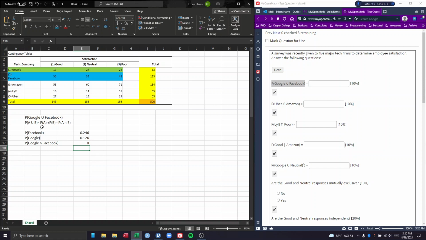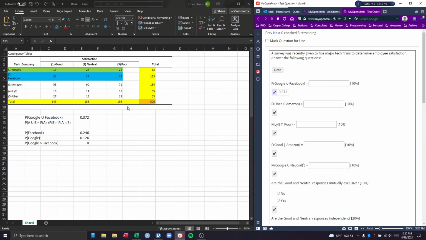So now when we look at this calculation, we can actually get our probability of Google union Facebook. And we just can say equals Google plus Facebook minus their intersection. And what are we left with? We're left with 0.372. And if we click here, we get 0.372. Fantastic. So that's how we can do a simple union.